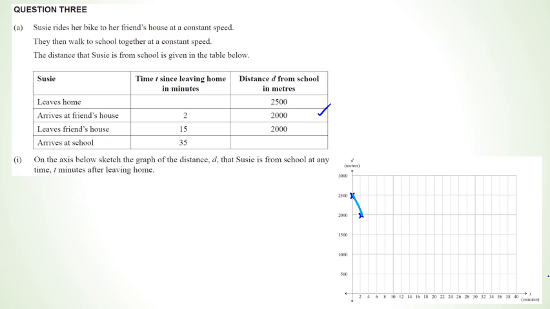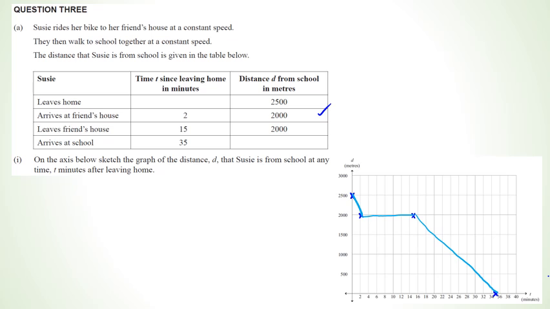And the next one is that she leaves her friend's house after 15 minutes, and so the distance from school is at 2,000. So at 15, it's at 2,000. And then she arrives at school after 35 minutes. So at 35 minutes, she's arrived at school, which means the distance is 0. I know that I've drawn this as a terrible graph with straight lines, but please guys, when you draw this in your exam, just make sure you draw it with proper straight lines and get those points correct.